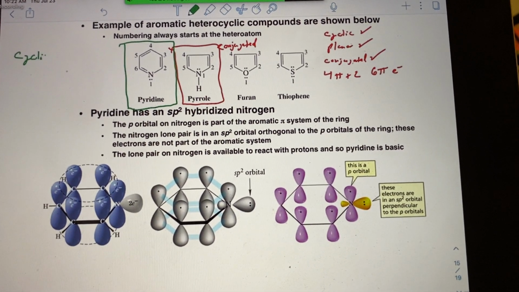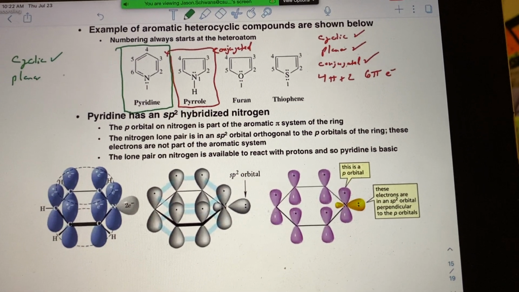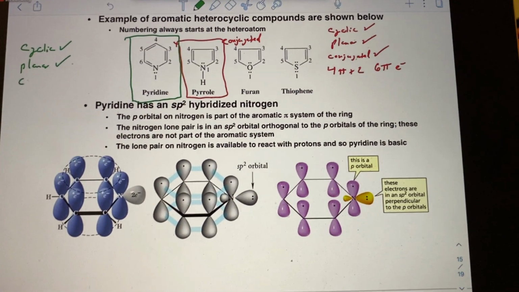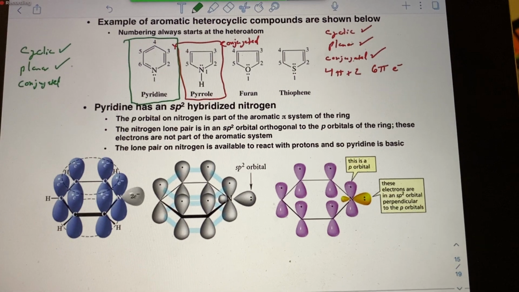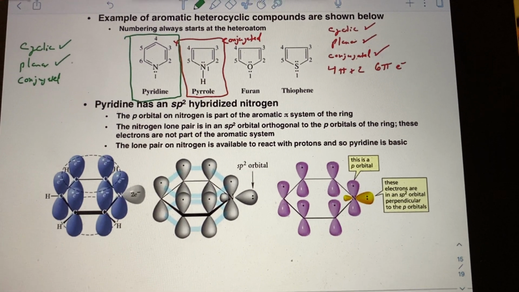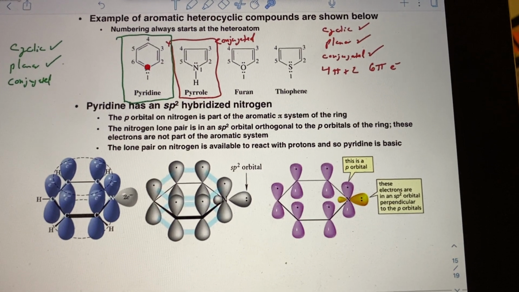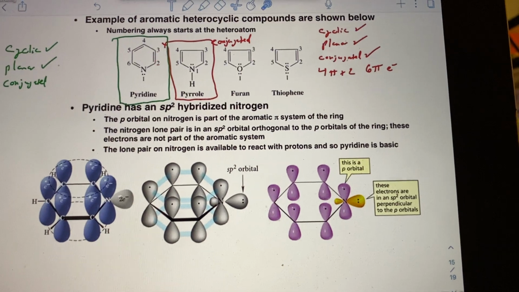Is it cyclic? Looks like it is. Is it planar? We're going to assume that it is. Is it conjugated? This is where now we have to look and see what sorts of electrons could be involved in the conjugated system. So here, using the structure of pyridine shown in the green rectangle, the carbons are pretty easy.